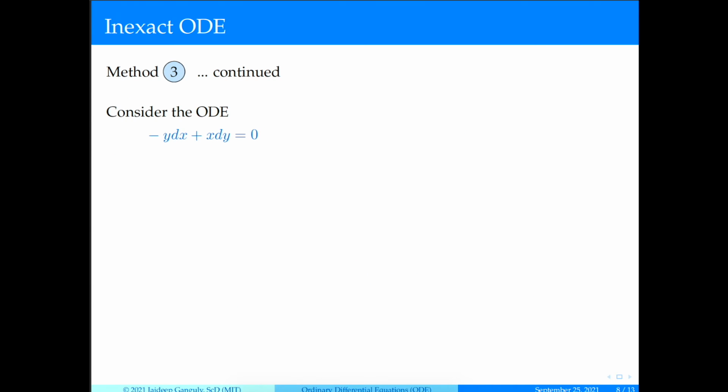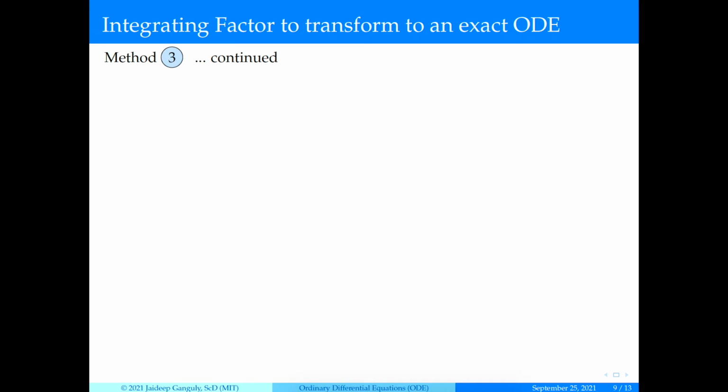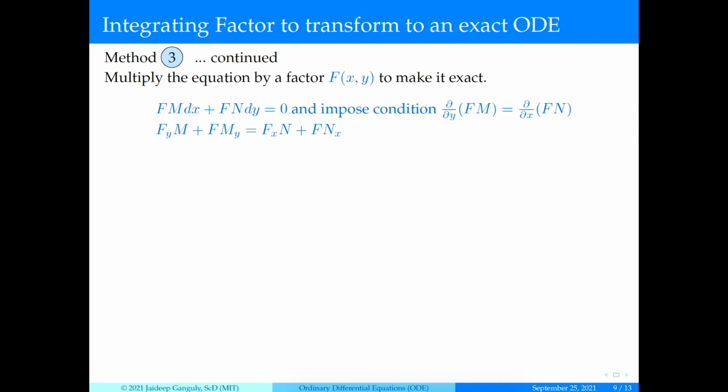We now consider an ODE, which is inexact. This is because the conditions involving the partial derivatives are not satisfied, so we cannot apply the previous technique. If we try to do that, we will run into a contradictory solution. Sometimes, it may be possible to make the equation exact by multiplying it by a factor f, which is a function of x and y, and impose a condition to make it exact.